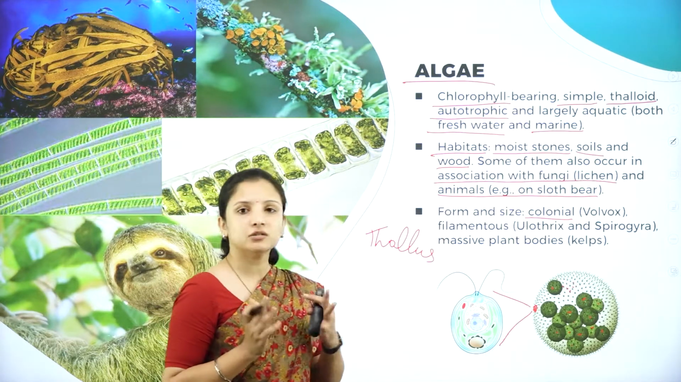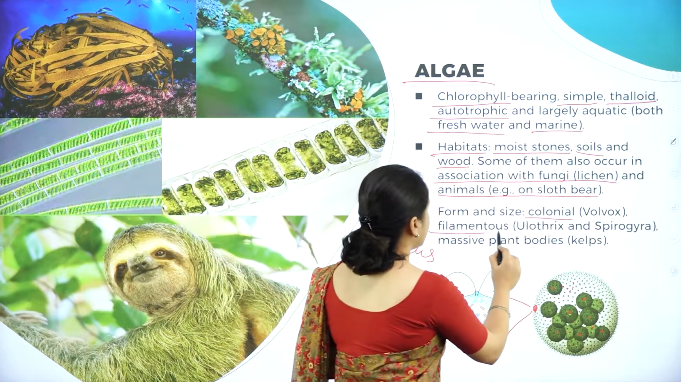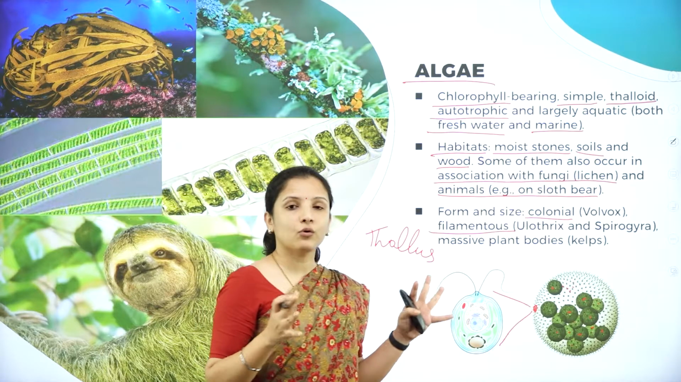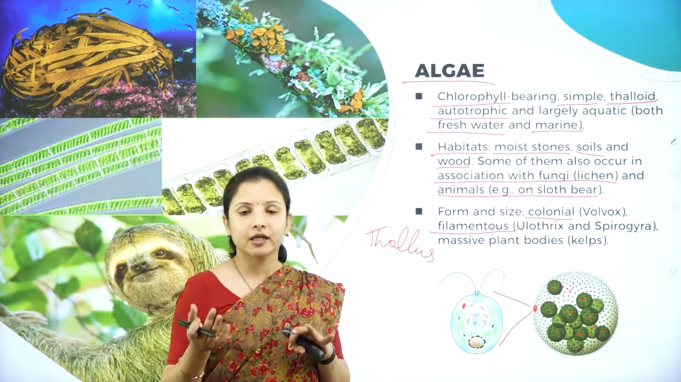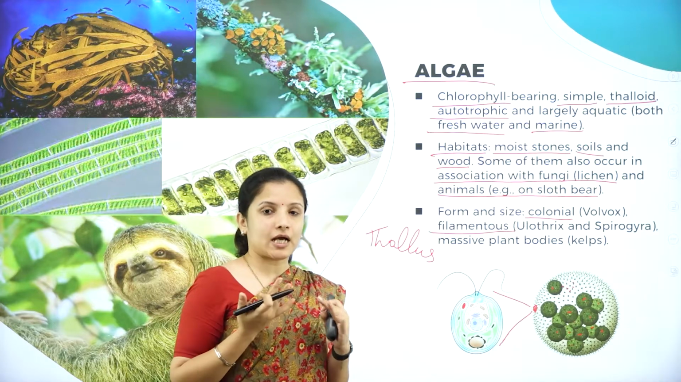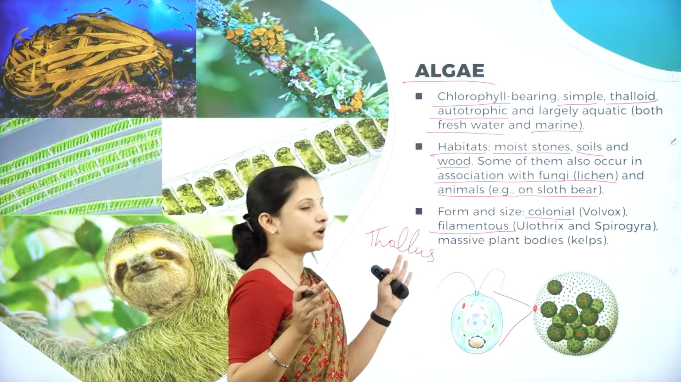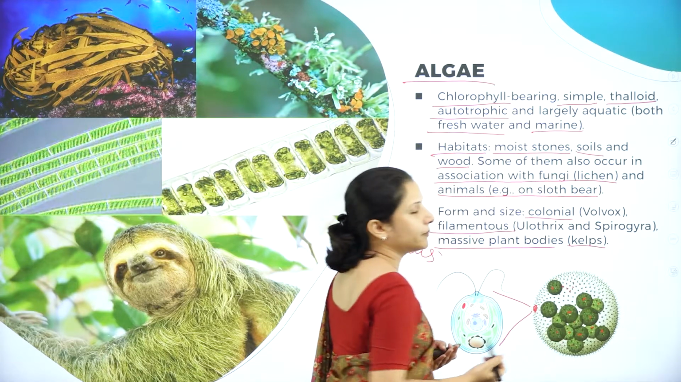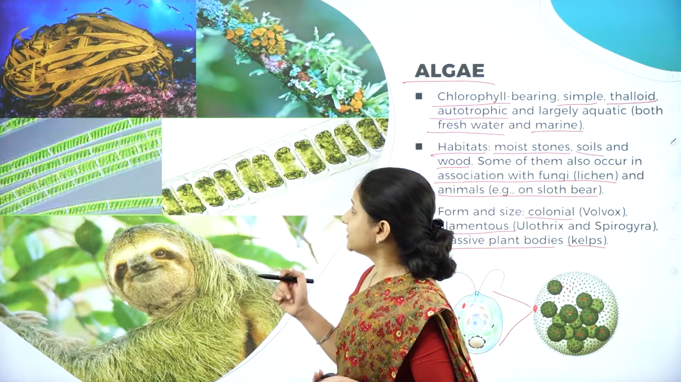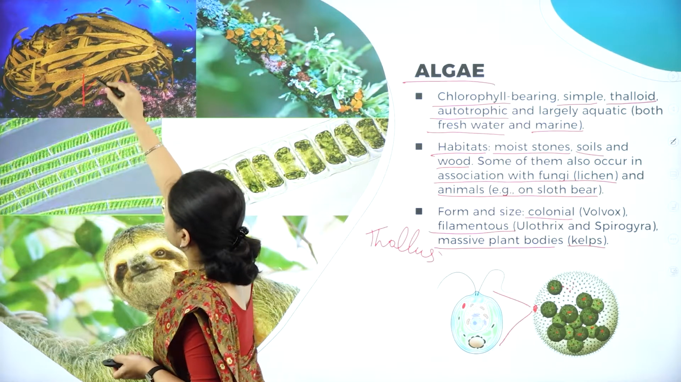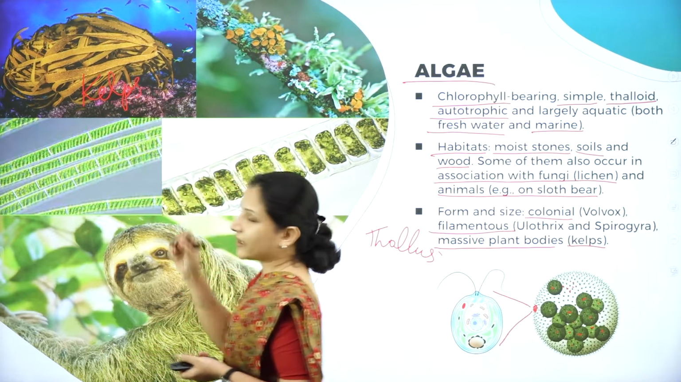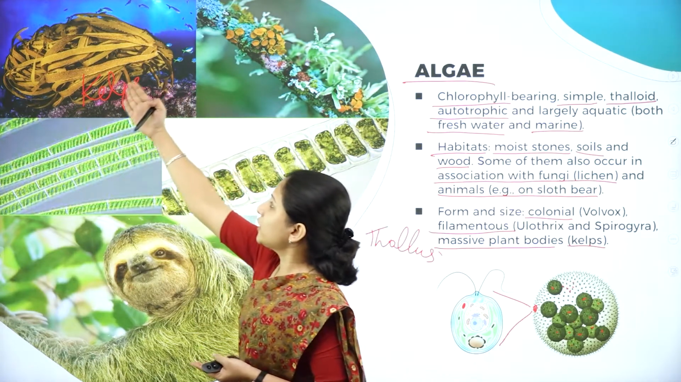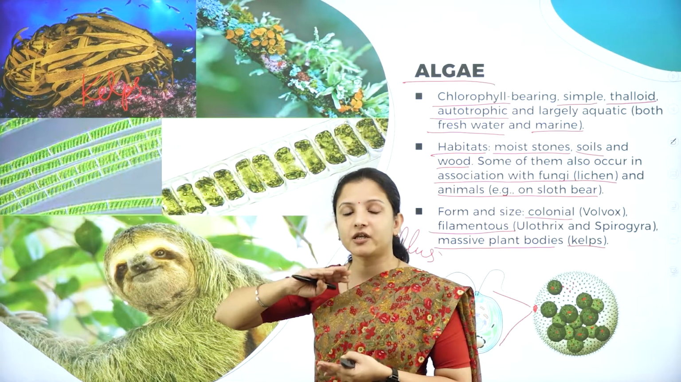So Volvox is the algae that usually occurs in colonies, and they can be filamentous. The best examples are Ulothrix and Spirogyra. And they can grow massively. Some of the algae, especially those present in the oceans and seas, can grow huge. They have massive plant bodies. The best example is the kelp. You can see here, these are the kelps. Kelps are usually found in marine habitats, in seas and oceans, and they have very huge algal bodies, or very huge thalloids.